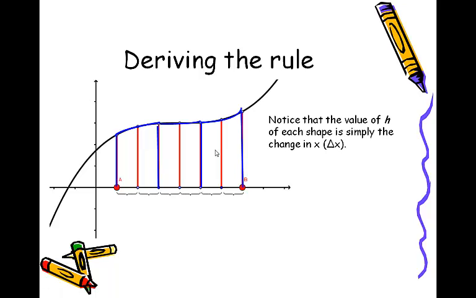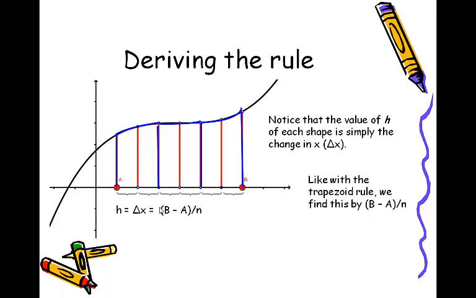Well, first thing I notice is that the h value of each of these shapes, like with the trapezoid rule, is just simply the change in x. It's the distance between each of these x values. And so the way that we have found that in the past is we take the entire distance from A to B by subtracting b minus a, and divide that over the n subintervals, and that'll give us an even distance between each x coordinate.